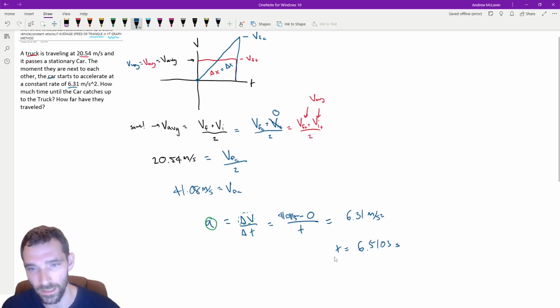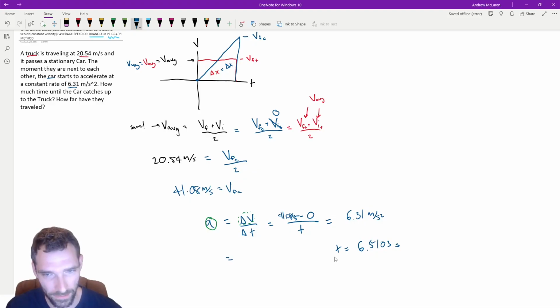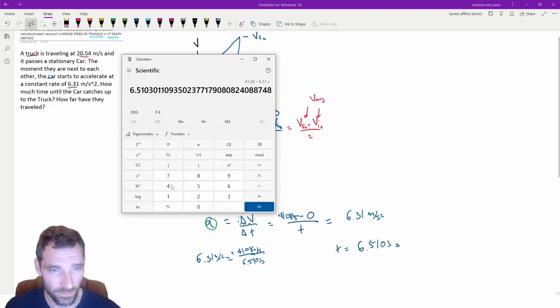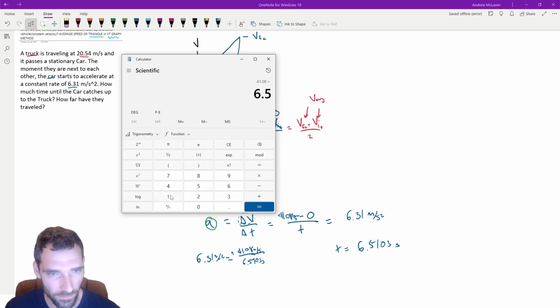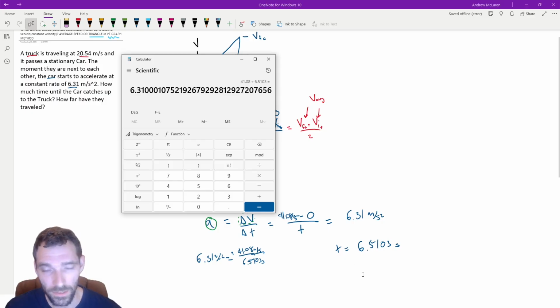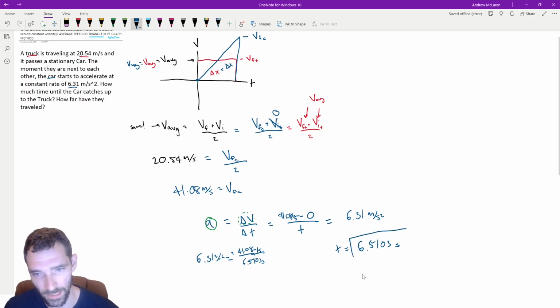In other words, if we want to plug it back into here, you would get 6.31 meters per second squared if you had this change in speed of a positive 40.08 meters per second in 6.5103 seconds. And we can double check that pretty easily. Just do 41.08 divided by 6.5103. Yeah, it looks like we're getting that correct amount of time. So this is the amount of time it takes for us to get sped up.